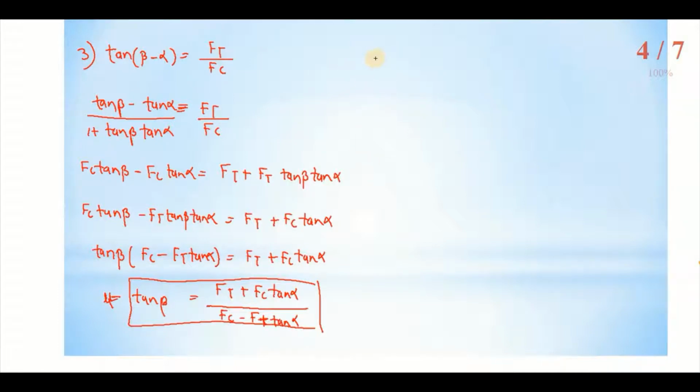Now, generally this Fc value is always greater than the Ft value. Suppose in the numericals, only force values are given and they do not mention which is the cutting force and which is the thrust force, then by using this relation, generally we have Fc greater than Ft.